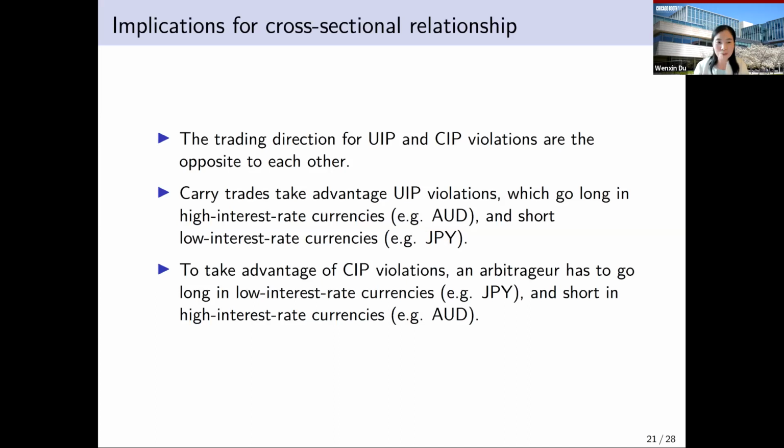We've learned from Adrian, from Hano, that to take advantage of the UIP deviation, of course, you need to go long in high interest rate currencies such as the Australian dollar and short in low interest rate currencies such as the Japanese yen. Whereas we know on a swap basis, the low interest rate currencies actually have high synthetic dollar interest rate. So to take advantage of CIP violations, arbitrageurs have to go long in low interest rate currencies and short in high interest rate currencies. So it's very interesting, they're the opposite.